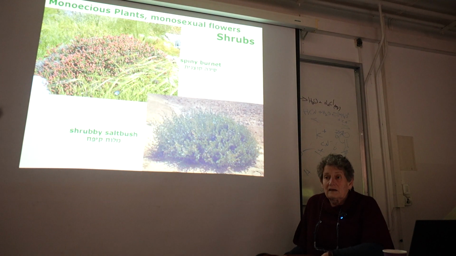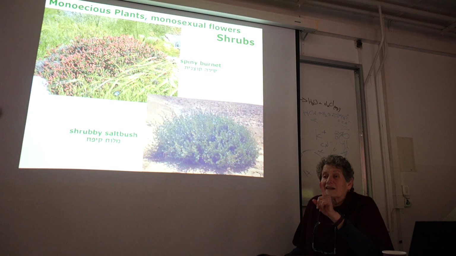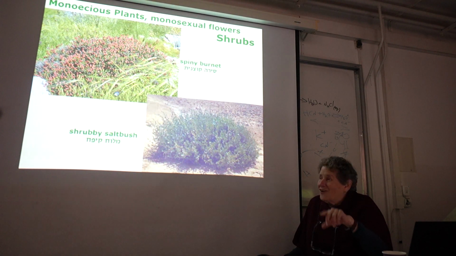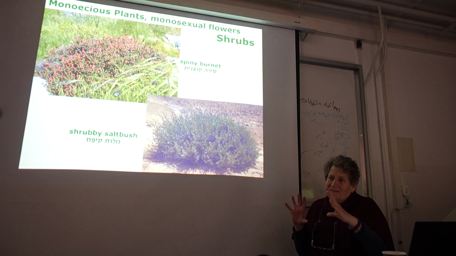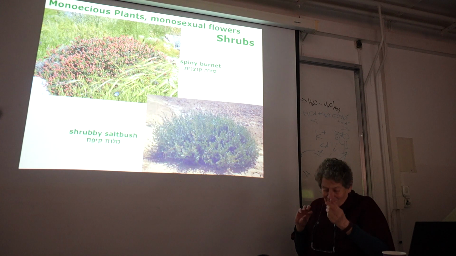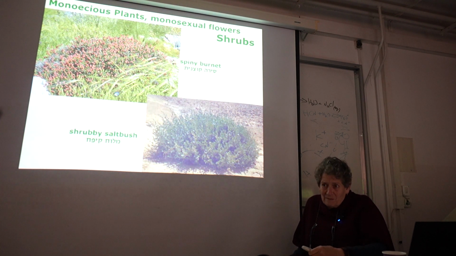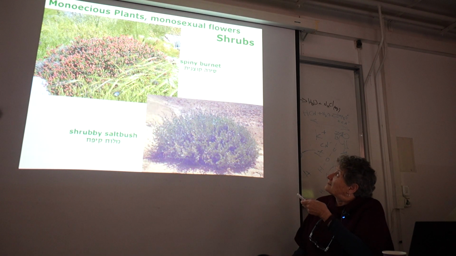But fruits are only in the female plants, right? All the plants are both male and female. Monoecious means that they're on one plant. Okay, so you have female and male flowers? Yes, exactly. You have female and male flowers on the same plant. These are shrubs, not trees.